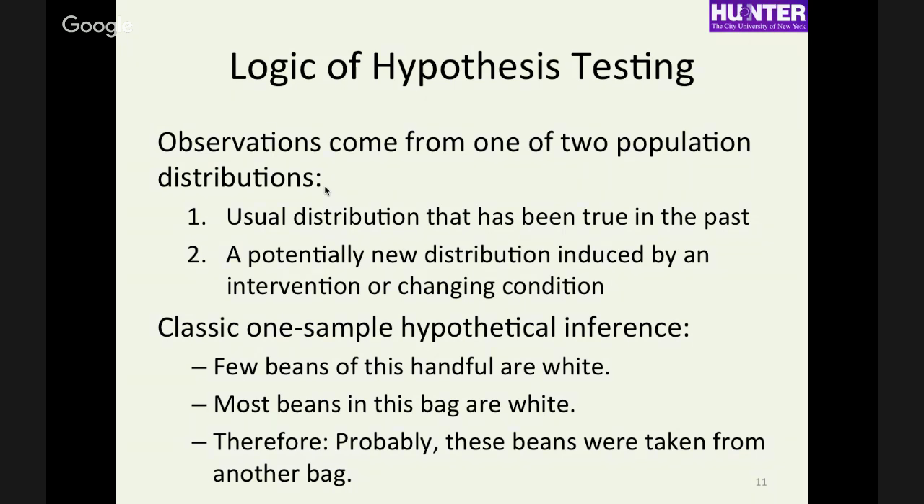And the classic example that you'll read in many statistics textbooks about what hypothesis testing is about is you take a handful of beans and see that most of them are not white, but you look in this bag and most of them are white, so probably this handful of beans didn't come from that bag. So you're not counting all of the beans in the bag, you're just looking at these few beans in your hand and saying it probably didn't come from that bag.